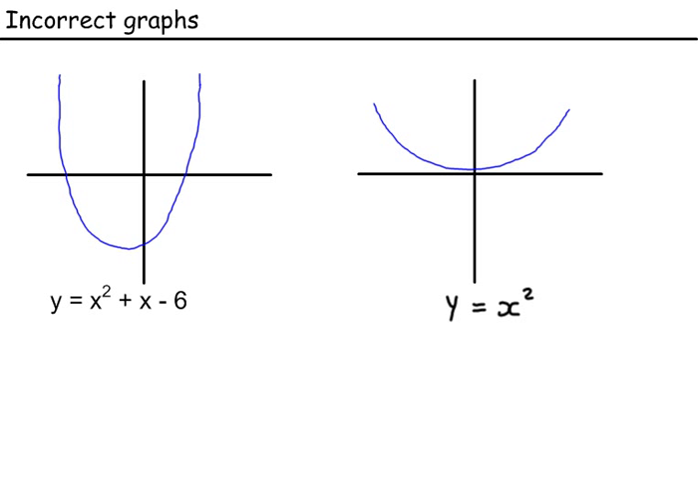A few examples of where you would lose marks if you were to sketch graphs like this. In this one here, it appears as though the graph is going vertically straight up. It's not. This graph here, y equals x squared, should be going through the origin. Clearly you can see a gap there, so that's wrong.